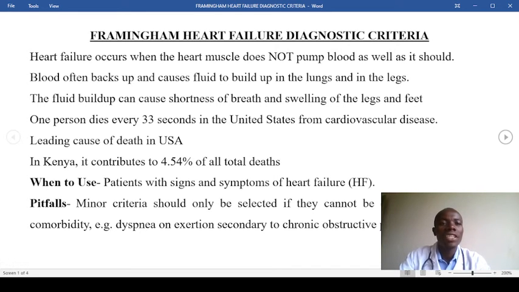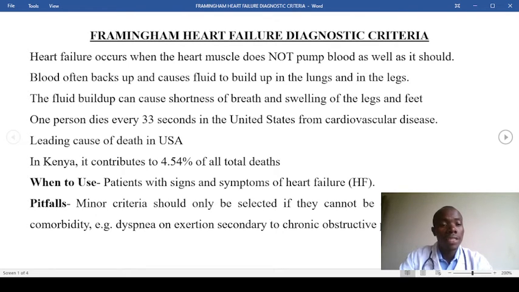Today we are presenting on Framingham heart failure diagnostic criteria. This diagnostic criteria is very vital when you're looking at heart failures. Well, a bit of introduction: heart failure occurs when the heart muscle does not pump blood as well as it should be. Blood often backs up and causes fluid to build up in the lungs and in the legs. The fluid buildup can cause shortness of breath and swelling of the legs and the feet.